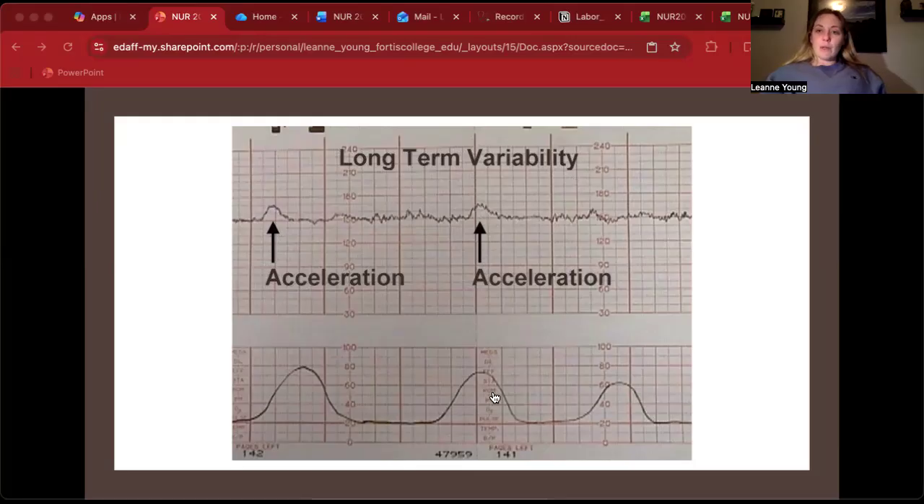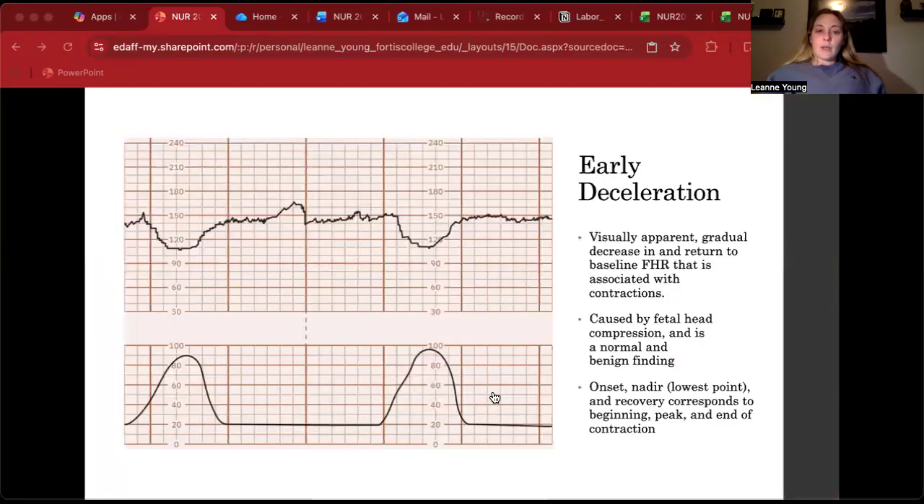I think we're going to be moving into our decels next. Yep, so we're talking about decels here. The first one we're going to talk about is early deceleration. These are visually apparent gradual decreases in and return to baseline of the fetal heart rate that are associated with contractions. So earlies go down at the same time that a contraction comes up. They mirror each other. Okay?